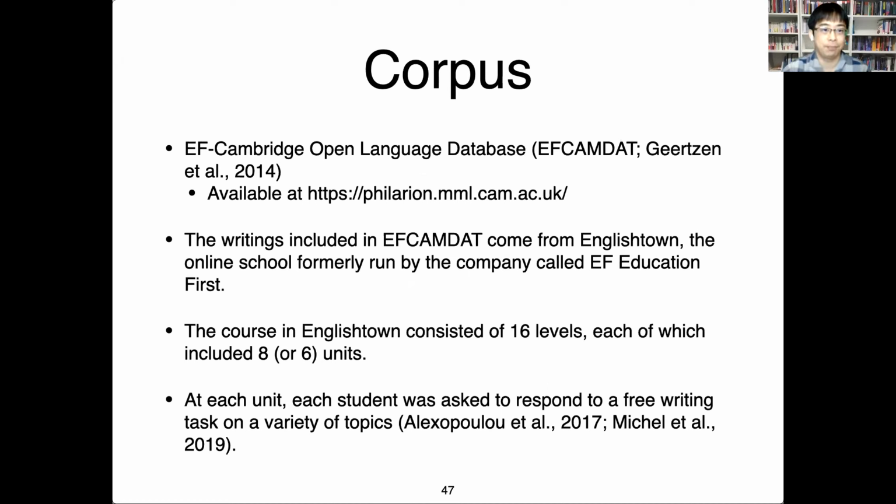So the corpus we used was the EF Cambridge Open Language Database, EFCamDAT, which is freely available from the URL given here. The writings included in EFCamDAT come from something called Englishtown, which is the online school that used to be run by the company called EF Education First. The course in Englishtown consisted of 16 levels, each of which included 8 to 16 units. And at each unit, each student was asked to respond to a free writing task on a variety of topics. And those responses were included in this learner corpus.